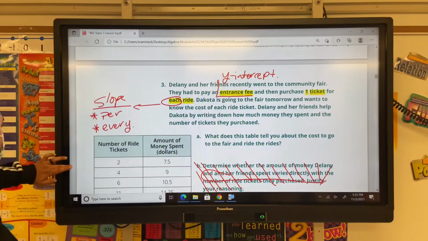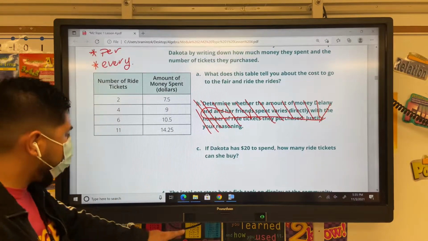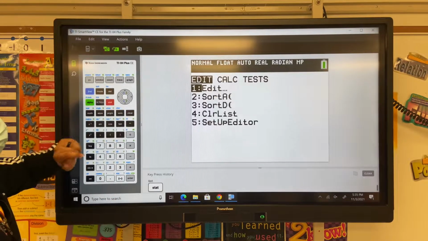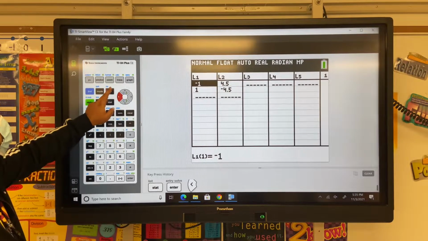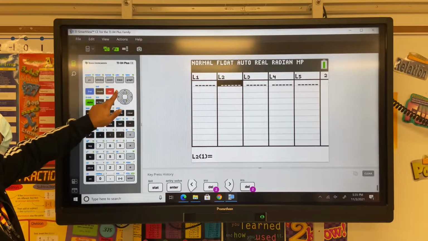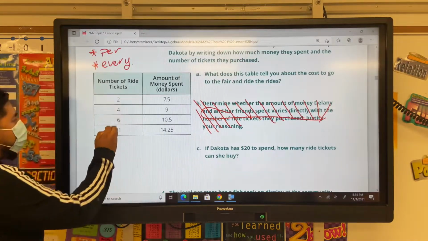So let's do it. Stat edit, stat calc 4. Stat edit. Gonna clear this table real quick. Delete, delete, be careful. Delete, delete. Here we go, looking at the table. Looking at these numbers real quick.